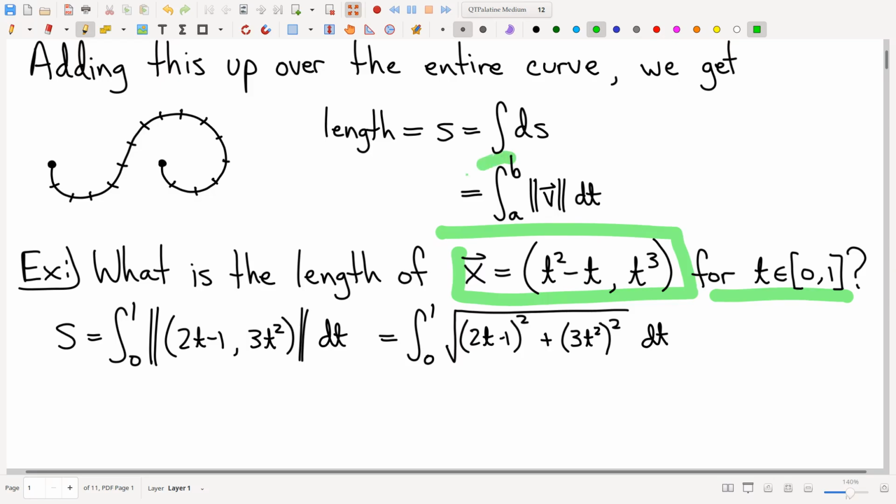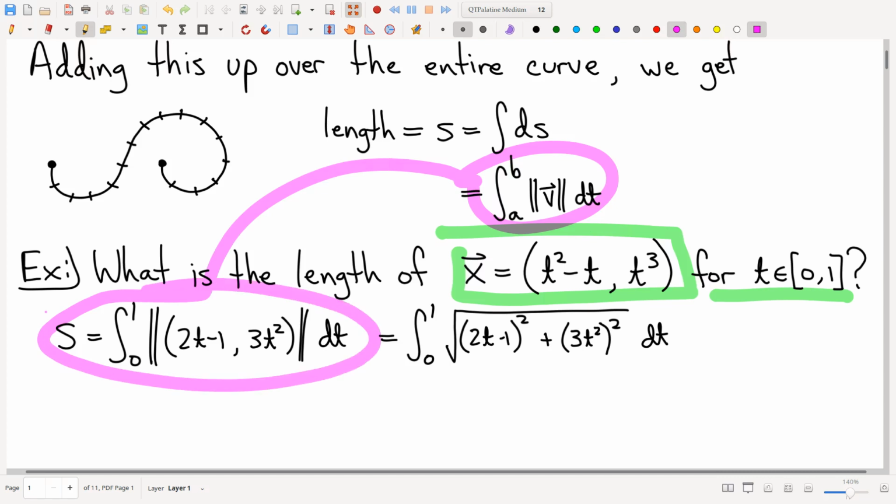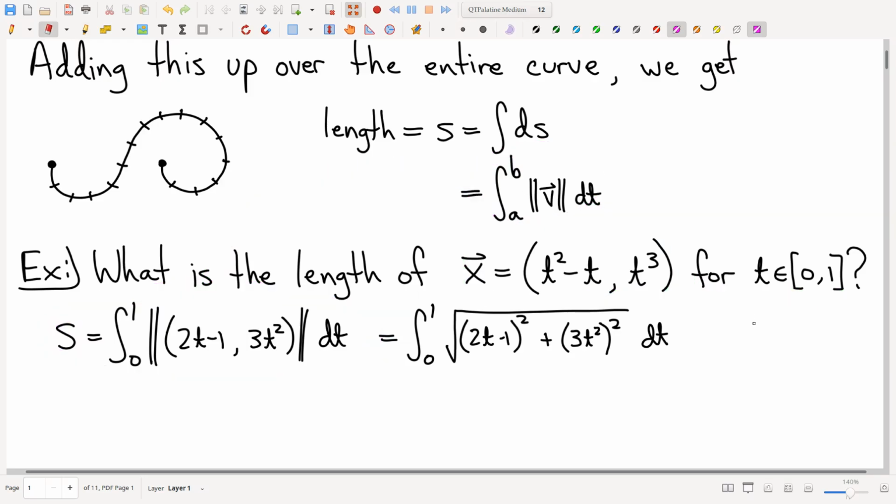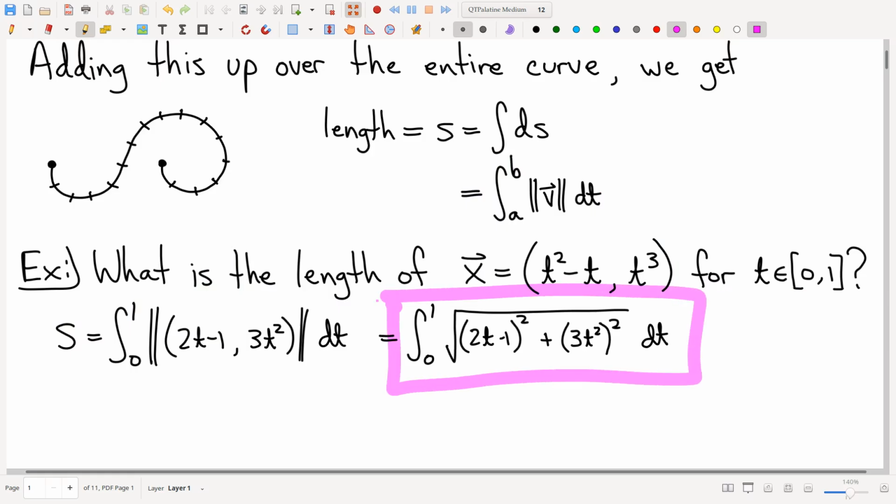Well, plug and chug. Compute the velocity, compute the magnitude of the velocity, integrate over the given range of values of t. There you go. Now you've noticed, I'm sure, the bad news. The bad news is this integral, nasty. Right? I don't want to have to do that integral. I think I probably could. That'd be a tough one though.